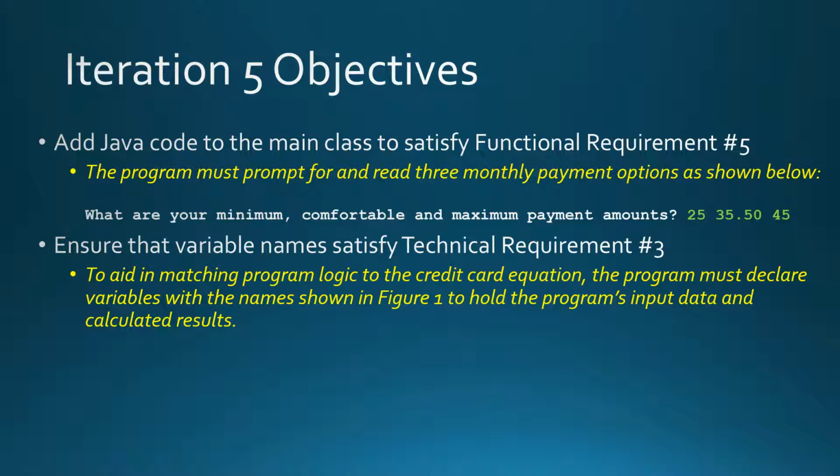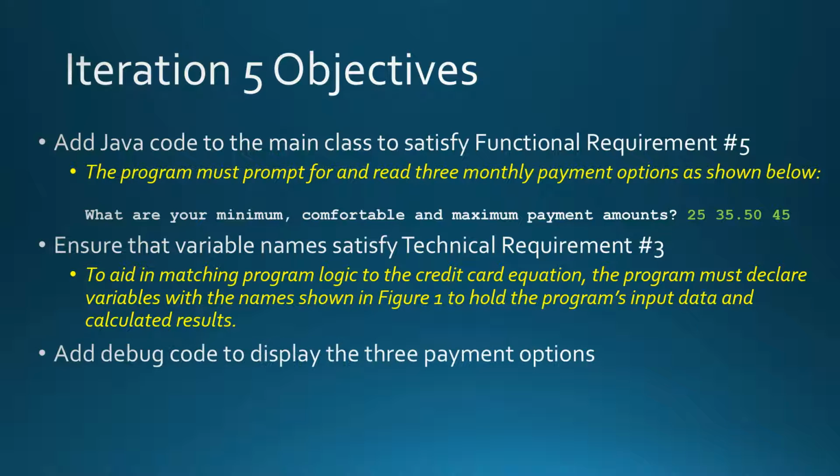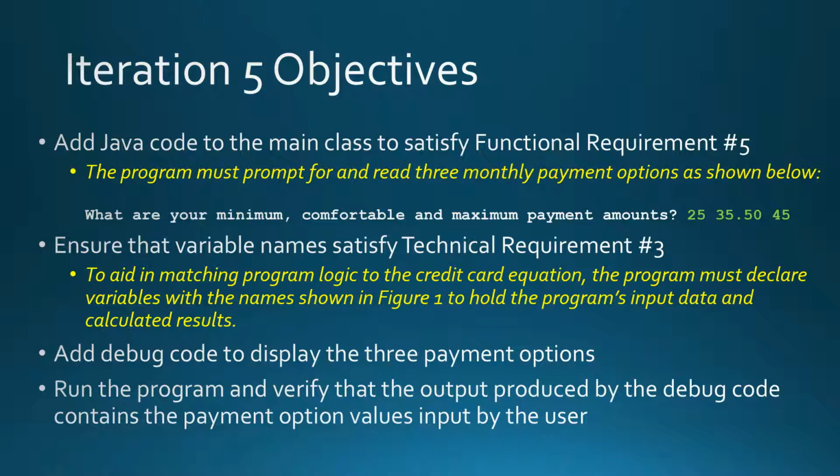Secondly, just like with iteration 4, we're going to ensure that the variable names we choose to hold those payment amounts do satisfy technical requirement number 3. Just like the previous iterations that involve input, we're going to add debug code to display the 3 payment options. And finally, we'll run the program and verify that the output produced by the new debug code contains the payment option values input by the user.